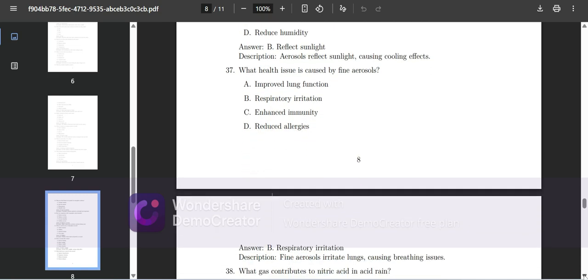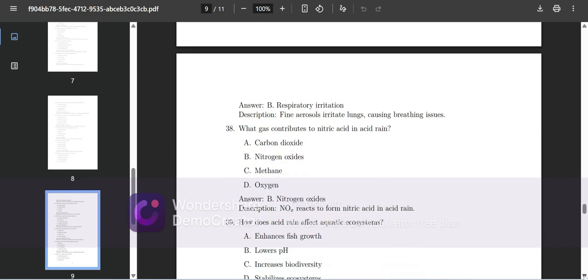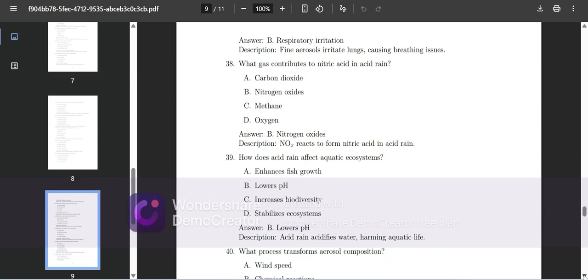What health issue is caused by fine aerosols? Respiratory irritation. Fine aerosols irritate lungs, causing breathing issues. Which gas contributes to nitric acid in acid rain? Nitrogen oxides. Nitrogen oxides react to form nitric acid in acid rain.